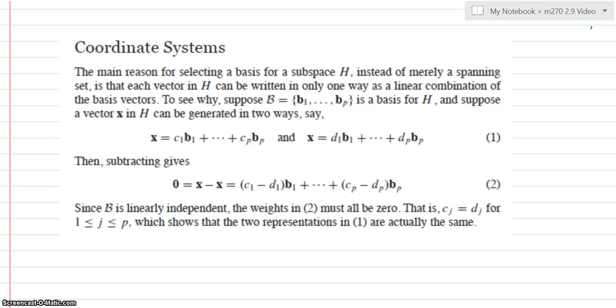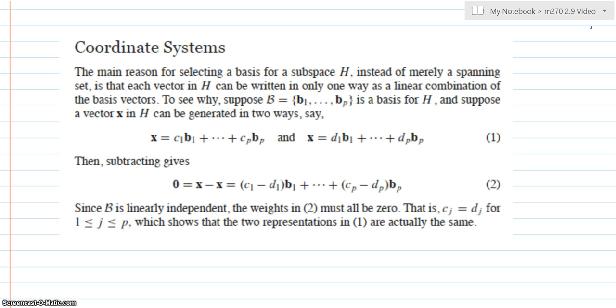Hello again. This video is the second and last video on the section on dimension and rank. This video is actually going to cover something in that section called coordinate systems. And I'm going to start by reading the first paragraph from this section.